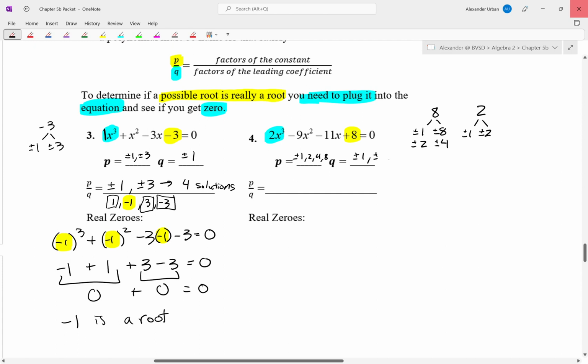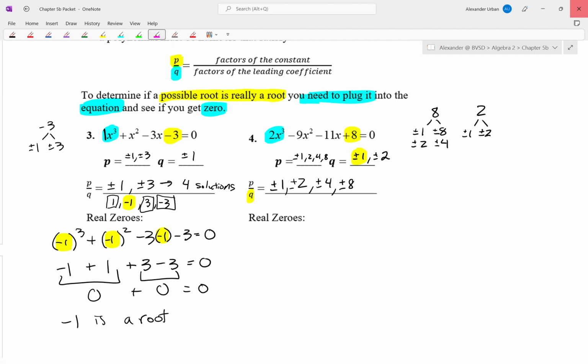So like we discussed before, we can take a look at plus or minus 1 as our divisor. So this is our Q value. Any of the numbers 1, 2, 4, and 8 divided by 1, whether it be positive or negative, will still get us the same original number, which is plus or minus 1, plus or minus 2, plus or minus 4, and plus or minus 8.